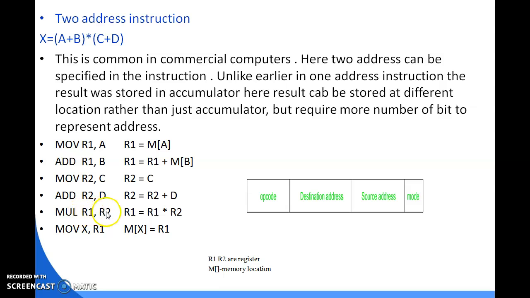Simply multiply R1 comma R2, that means R1 equals R1 into R2, right? R1 means A plus B, into R2, which is C plus D, R1 into R2. Now X equal to A plus B into C plus D, whatever value is coming from A plus B into C plus D will be stored against X. So you write move X comma R1, MX equals R1, that means whatever the value of this R1 will be assigned to the value of X, which is the location created within the memory. So this is your two address instruction.